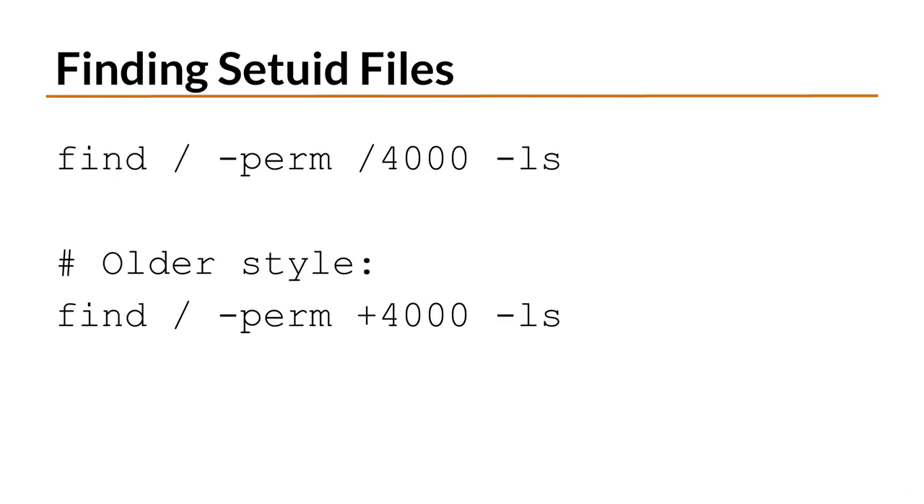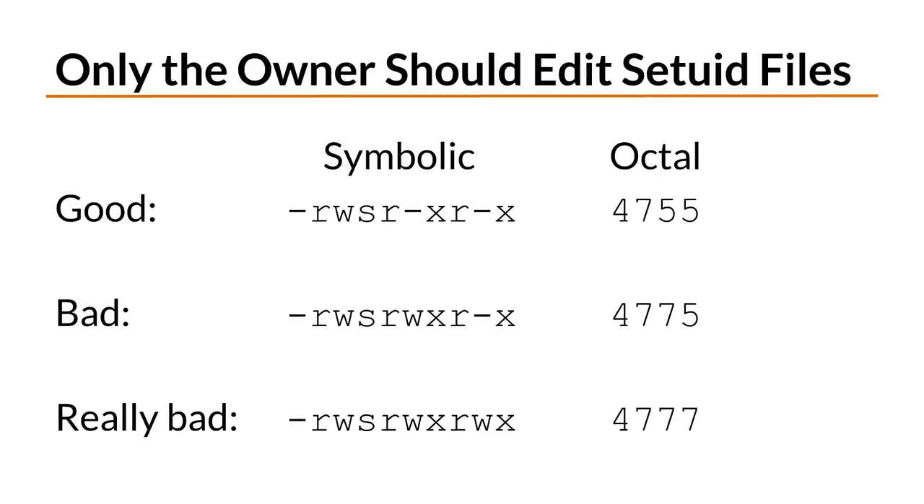You can also add the -ls option to find, which displays the results in a long listing format so you can view the permissions. What you're looking for is files that can be edited by any other user other than the owner of that file. Using a 4755 mode on a file allows the owner of the file to edit it.